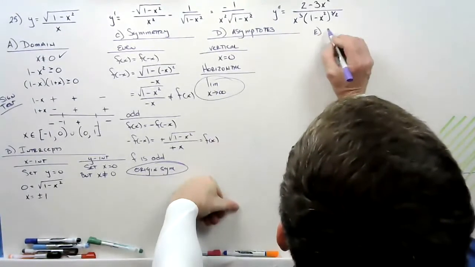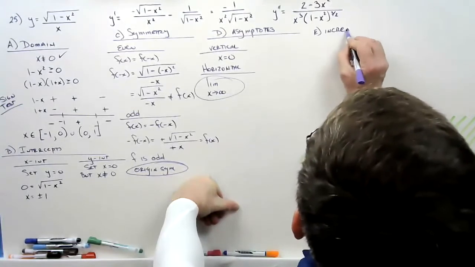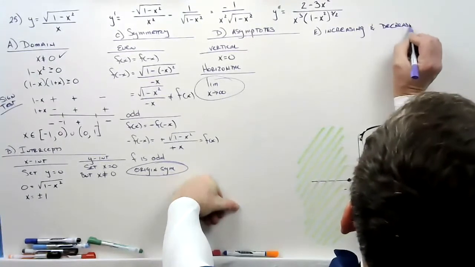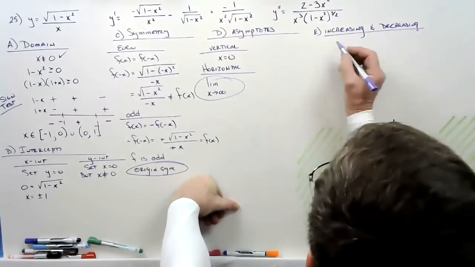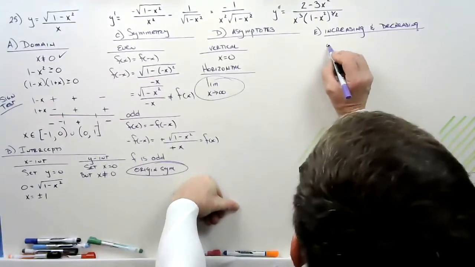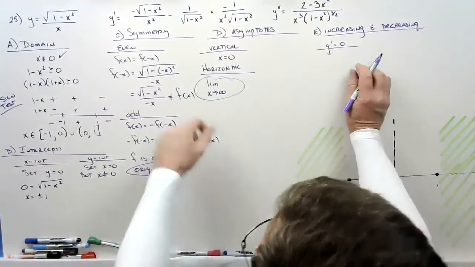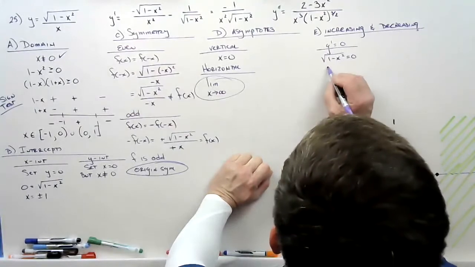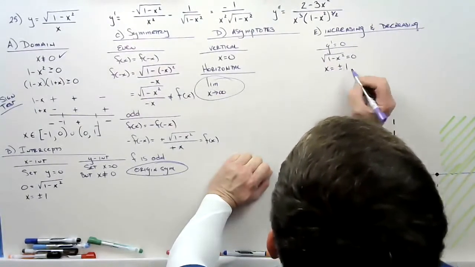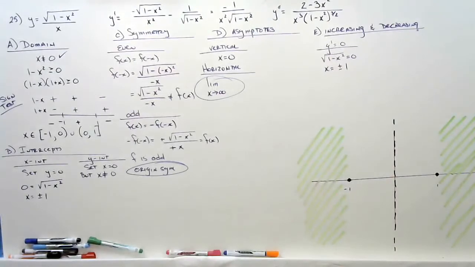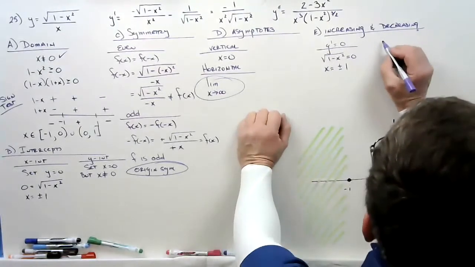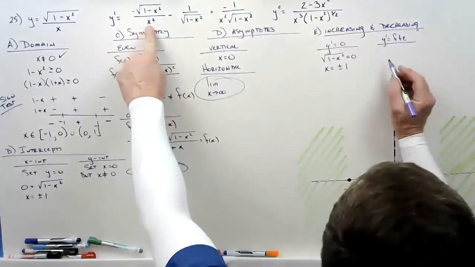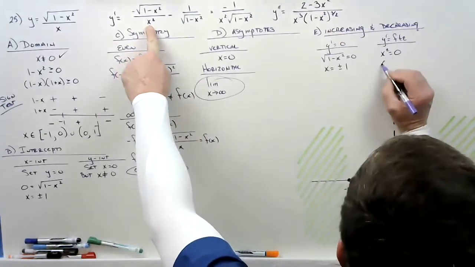E is increasing and decreasing. So what do we do? We take the derivative. We set it equal to 0. Well, looking at our derivative, that means we have the square root of 1 minus x squared equals 0. That gives us x equals plus or minus 1. Then we ask ourselves, when does our derivative fail to exist? We look at our derivative, we have x squared on the bottom, x squared equals 0, x equals 0.